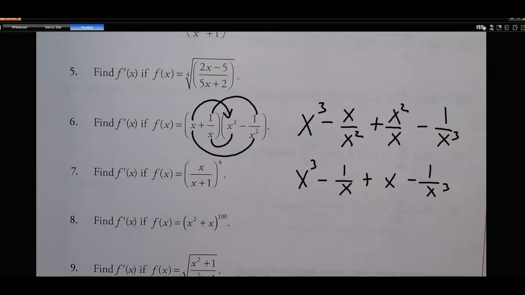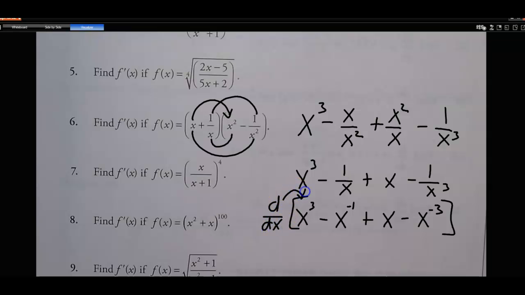All right, but before I do, when we take derivatives, we like to have things written with exponents instead of written as fractions like that. So I'm going to rewrite these ones that are fractions to have negative exponents. And then I'm going to go ahead and take the derivative of this.